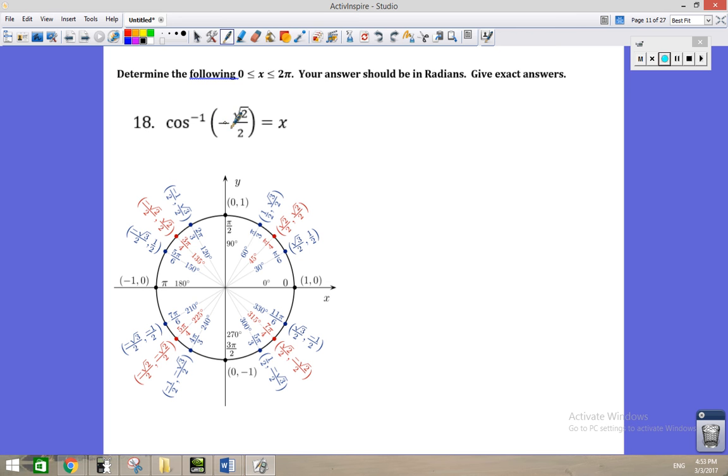So we look for an x coordinate that's negative radical 2 over 2. We find it at this point, but yet also at this point. So there's infinitely many answers for x, but the two answers that are between 0 and 2 pi are 3 pi over 4 and 5 pi over 4.